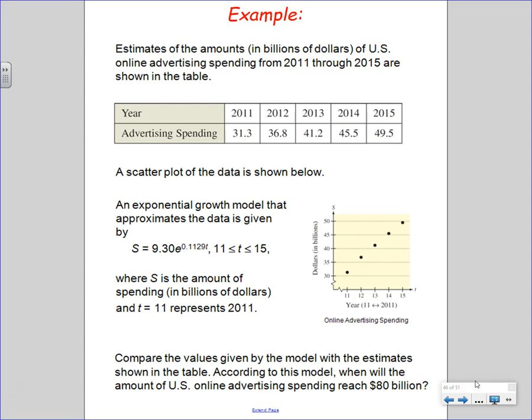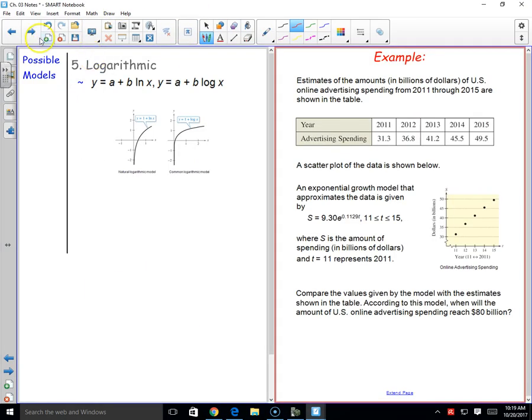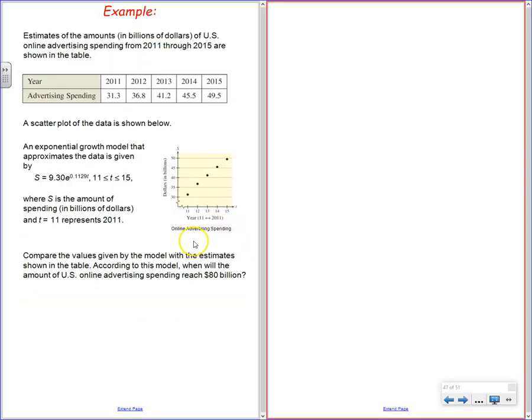Long story short, how do we solve? By plugging in. Now, if you want to be super lazy, in a future econ class or something, if they allow you to use your calculator, you could just plug in 80 as y1, and 9.30 e to the 0.1129t as y2, and couldn't you just find the intersection? If you're allowed to use your grapher? But would the window be nice? You have to get to 80. I don't know if the window would be nice. It might be easier just to solve by hand, because how do you solve by hand?